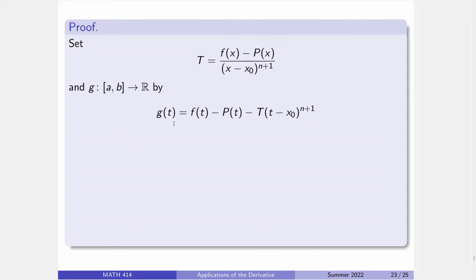Okay. All right, so the way Taylor's theorem is going to work is basically how the proof of the mean value theorem is going to work. We're going to set up a function here, specifically this one right there.